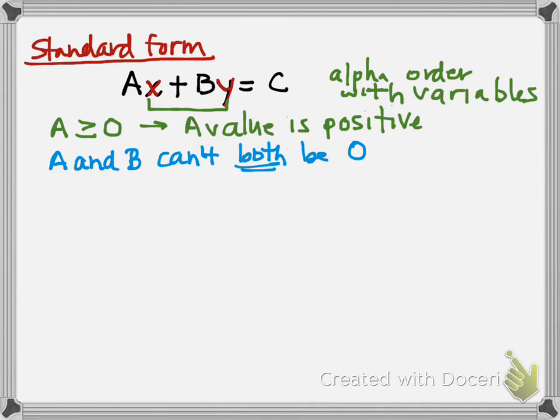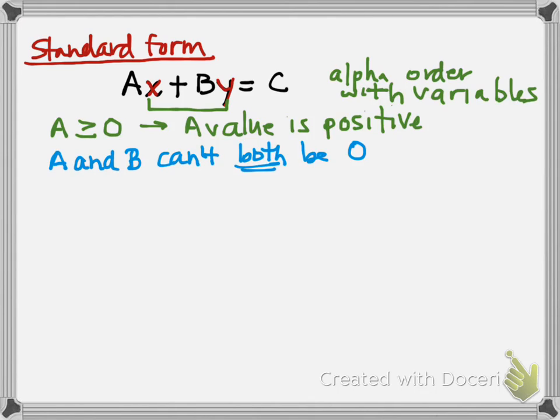And then you would say 0 equals some number. That doesn't make sense. How can 0 equal 4? How could 0 equal negative 7? So that's why we can't let them both be 0. A could be 0 or B could equal 0, but they can't both be 0 at the same time. So that's another rule.